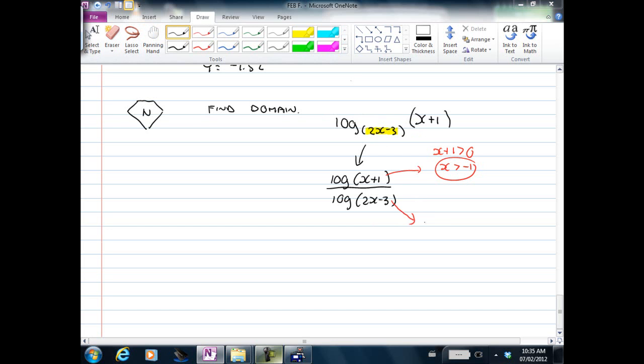So you went 2x minus 3 is greater than 0, right? And that's why I said, Nisha, you're really close. 2x is greater than 3. x is greater than 3 over 2. You have 2 domains. Which one rules them all? The bottom one. This one doesn't work. Because if you have a number greater than 3 over 2, it's also greater than negative 1. But if you have a number greater than negative 1, it's not greater than 3 over 2.